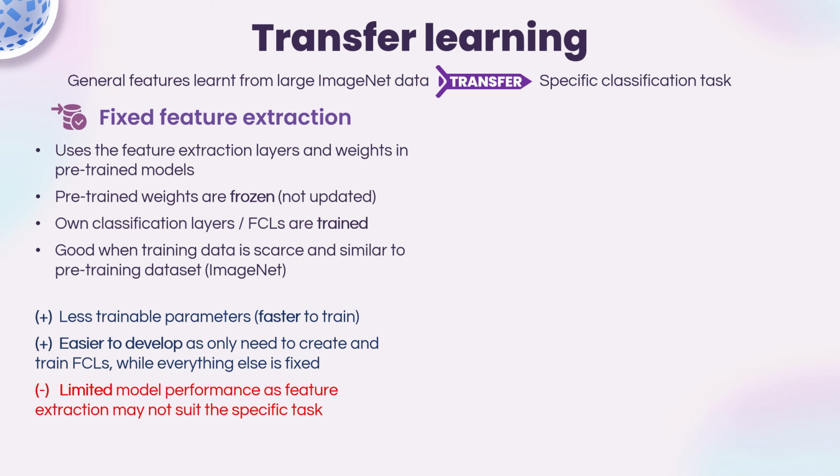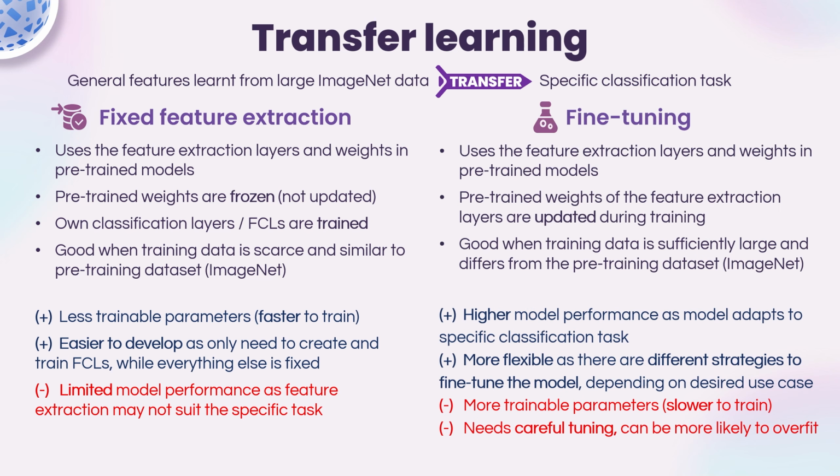There are two primary ways that we do transfer learning. The first one is fixed feature extraction. By the word fixed, you can probably tell that our pre-trained weights are fixed or frozen. During model training, we never touch or update those pre-trained weights. However, we put on our own classification layers or FCLs, and we train them for our classification task. In contrast, for fine-tuning, we still take the pre-trained weights from the pre-trained model, but we do update them in a very controlled manner during training.